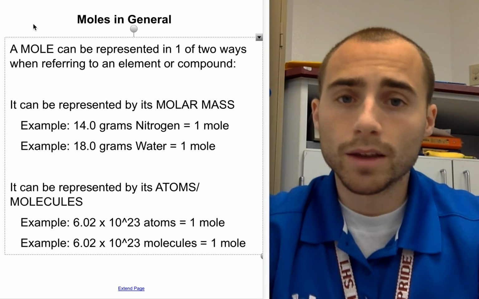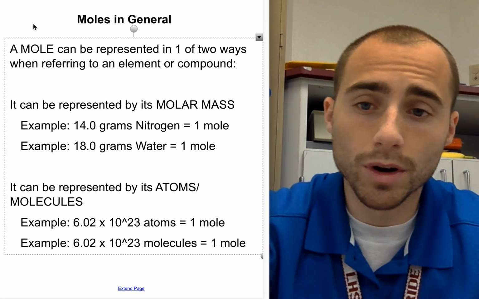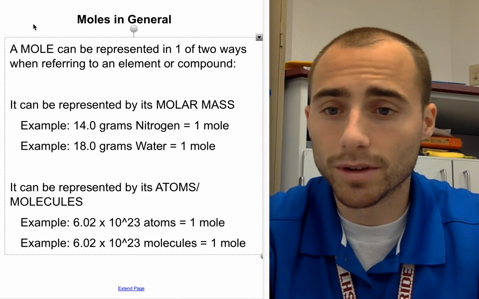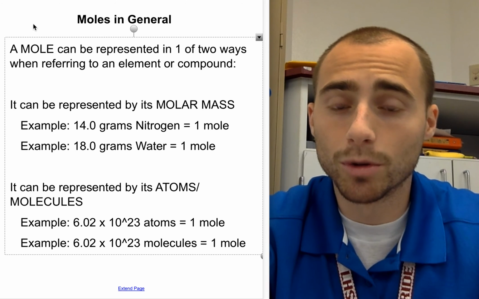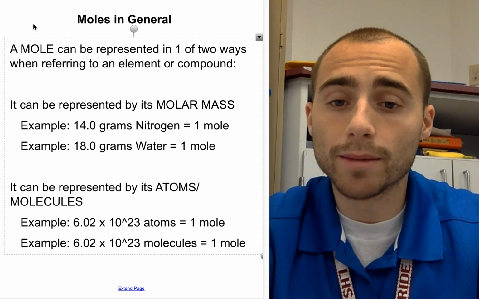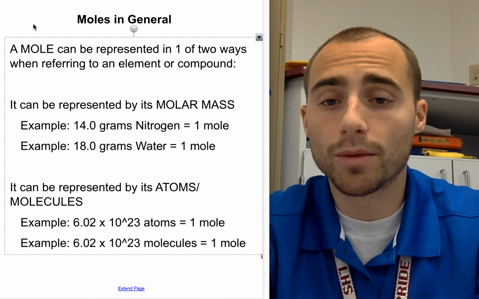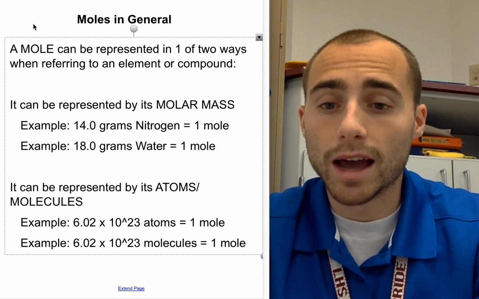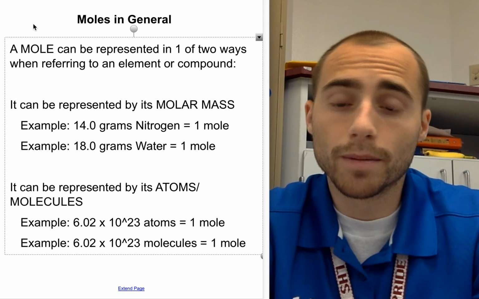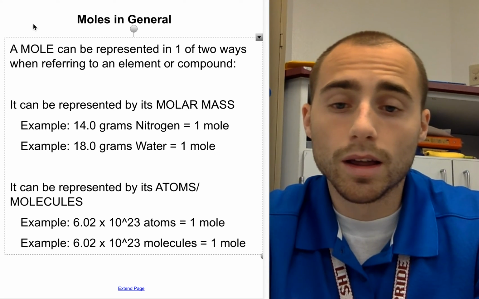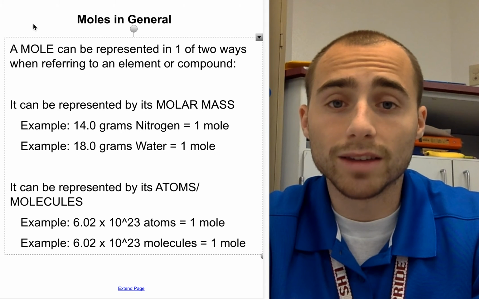Moles in general, just as a reminder, a mole can be represented in one of 2 ways when referring to an element or compound. It can be represented by its molar mass, like 14 grams of nitrogen is 1 mole. So if I said I had 14 grams of nitrogen, you would know I had 1 mole because that's its molar mass. I could say I had 18 grams of water, and that would be 1 mole. Molar mass equals 1 mole.